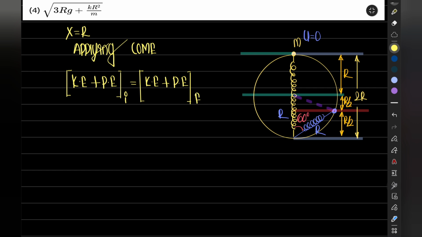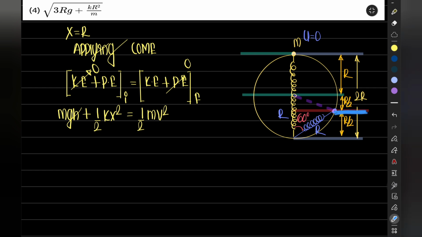Okay, now as we can see, the object is starting from rest, so initial kinetic energy will be 0. Initial potential energy will be because of gravity, that is mgh, as well as because of the spring, that is half kx square. Final kinetic energy we want to find, that is half mv square. Final potential energy will be 0 because the spring is coming to its natural length, and this line is our reference line. Here basically our gravitational potential energy will also become 0.